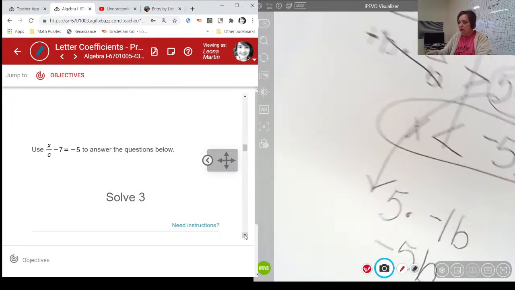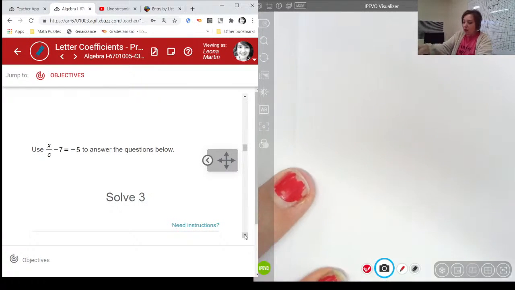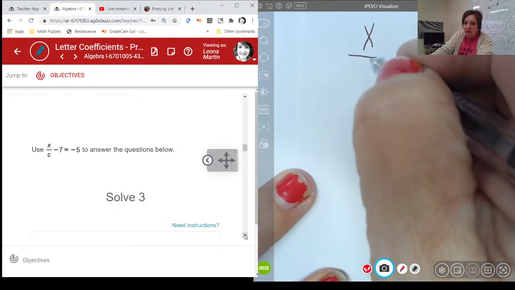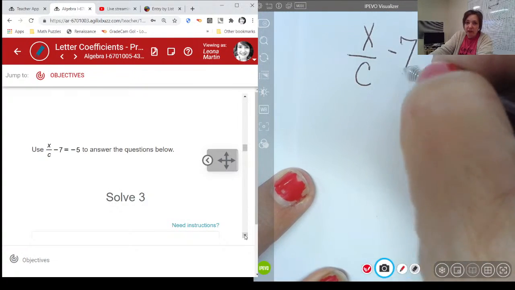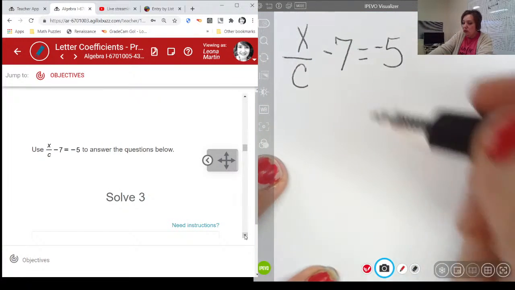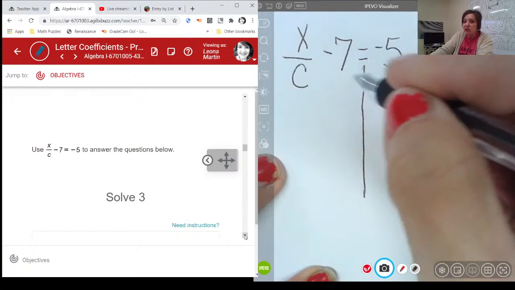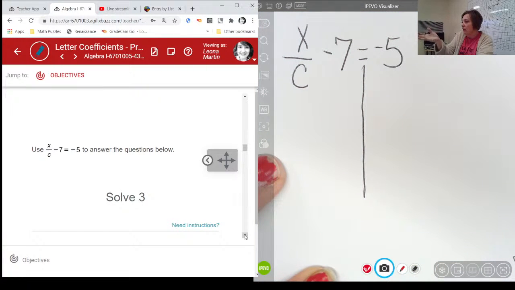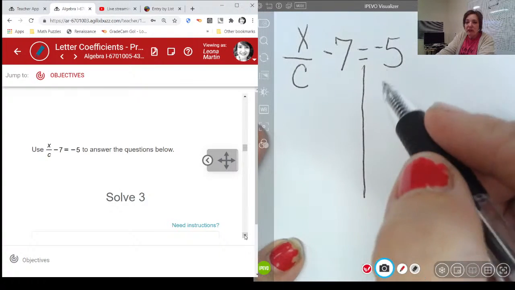That's a different one, isn't it? So we've got x divided by c minus 7 equals negative 5. Okay? So here's our equal sign. Notice it's an equal sign, so we don't have to worry about flipping signs, right? Because if you flip an equal sign over, it looks the same way. Nothing changes. Okay? What are we going to get rid of first here?